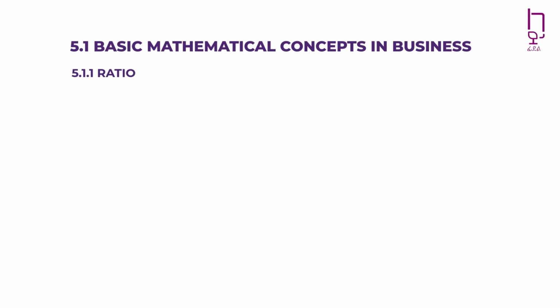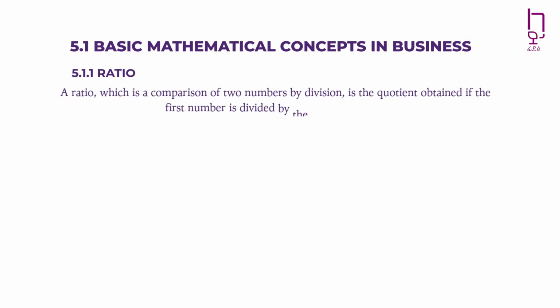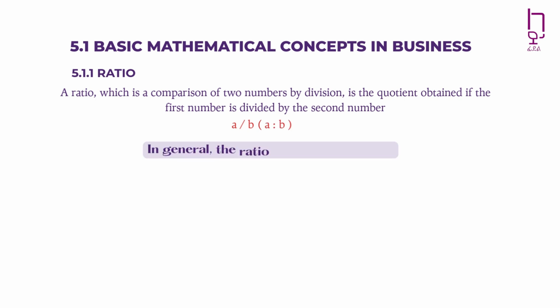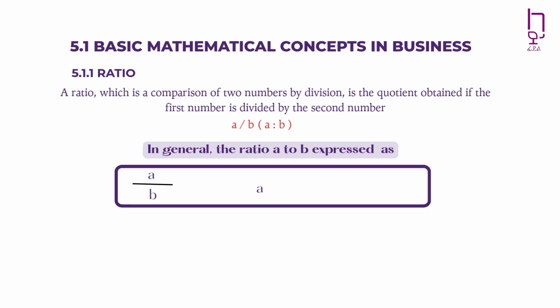So let's start by defining ratio. Ratio is simply a comparison of two numbers by division. That's the simple definition. So if you have A over B, it means A ratio to B. It can be expressed in 3 formats. You can either do A over B, or A divided by B, or A to B. So this means A in ratio to B.